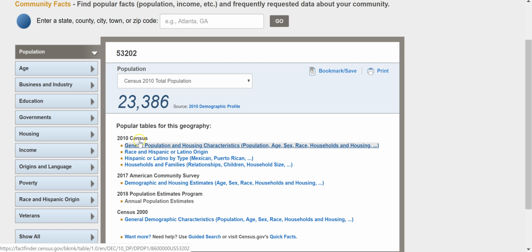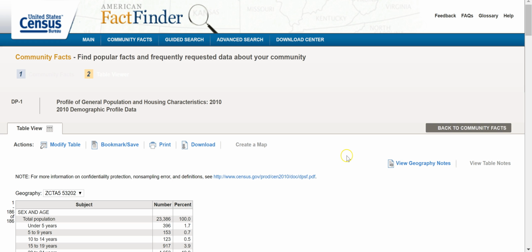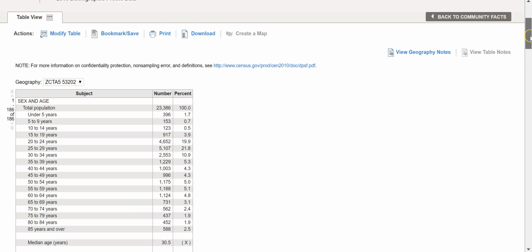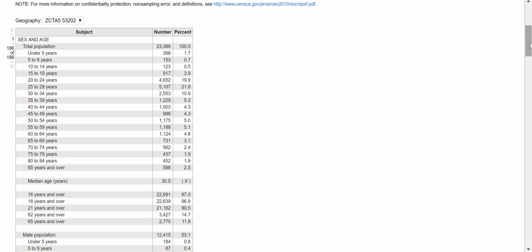First off, you can see that the total population in this zip code, 53202, which encompasses most of downtown Milwaukee, a little bit of the east side and the third ward, and a little bit of Walker's Point. You can see that the population is 23,386. So let's see how that breaks down. So when you scroll down the table, here it breaks out first by total population, how many of that 23,000 plus are under the age of 5, the actual number, and then what percent of the population that represents, 5 to 9, 10 to 14, and so on.